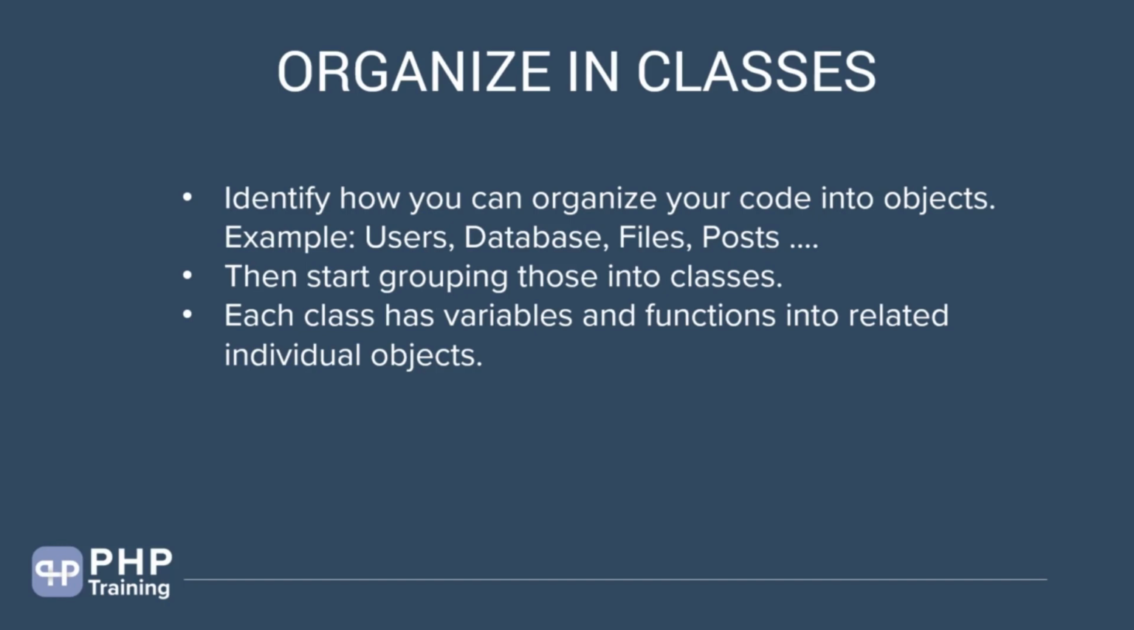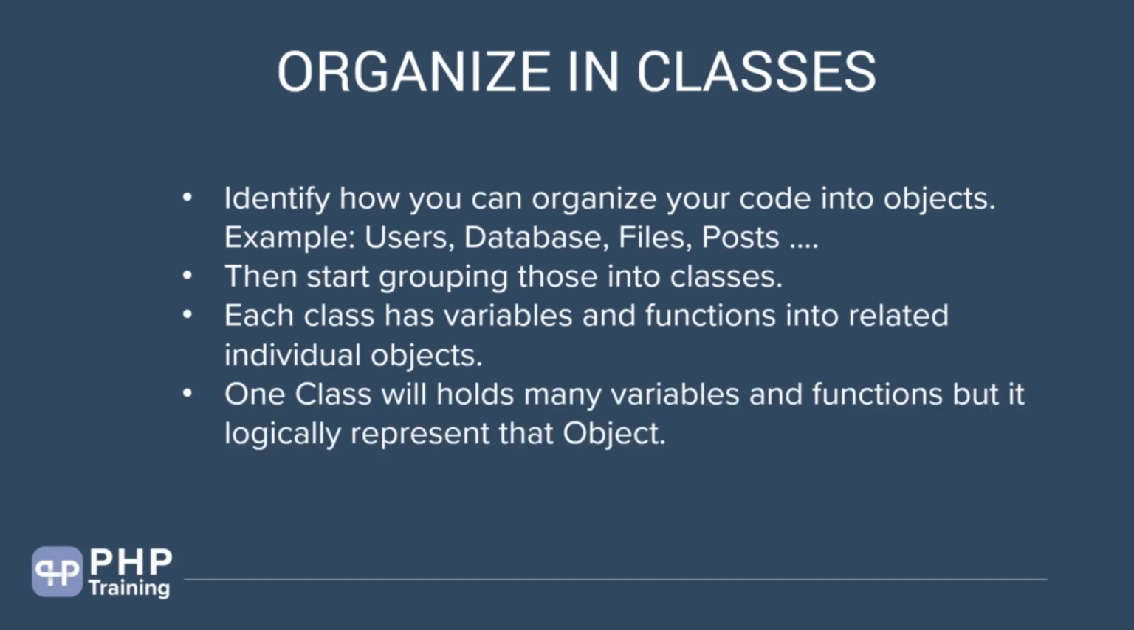As we've seen previously, car has its own variables and functions operating on that specific class. Similarly, you define a class for each object that you're thinking of to organize your code. One class will hold many variables and functions, but they logically represent that object. Which means when you define users, you don't define database variables and functions inside the users. The user variables and functions will operate logically on that specific object.